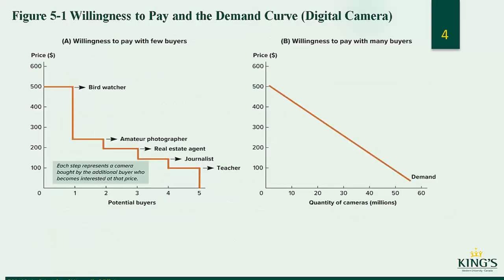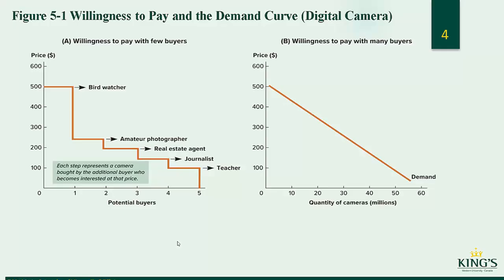Here's another example. Here we're talking about the demand for a digital camera. So in the first diagram here, we have willingness to pay with a few buyers. So here we have prices going from 0 to 600, and then we have the quantity demanded for different units of this same camera. We have different consumers here. We have a teacher, a journalist, a real estate agent, an amateur photographer, and a bird watcher.